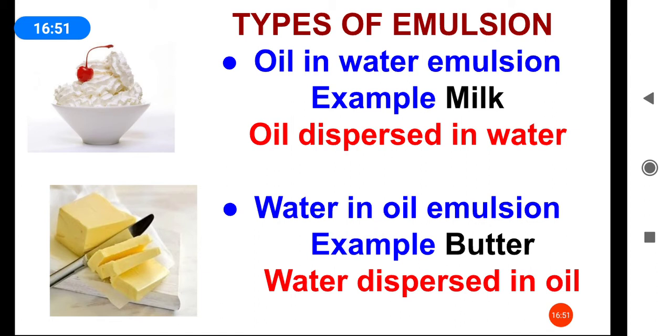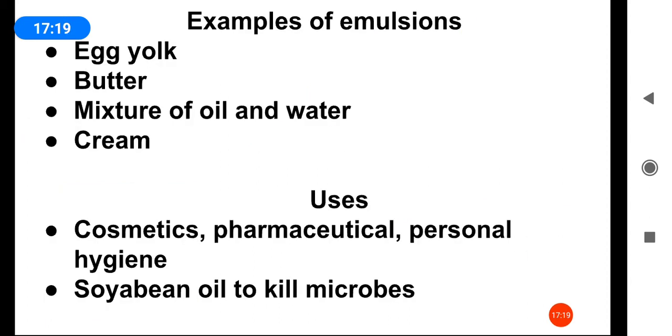Next type, water in oil emulsion. This is the emulsion in which water forms the dispersed phase and the oil acts as the dispersion medium. These emulsions are also termed oil emulsions. Butter and cream are examples of water in oil emulsions. Some examples of emulsions: egg yolk, butter, a mixture of oil and water, and cream.